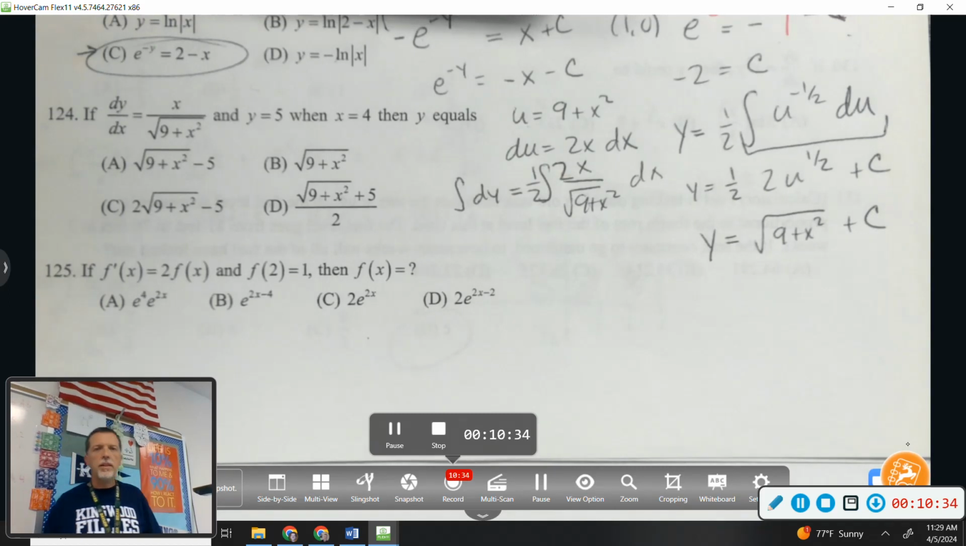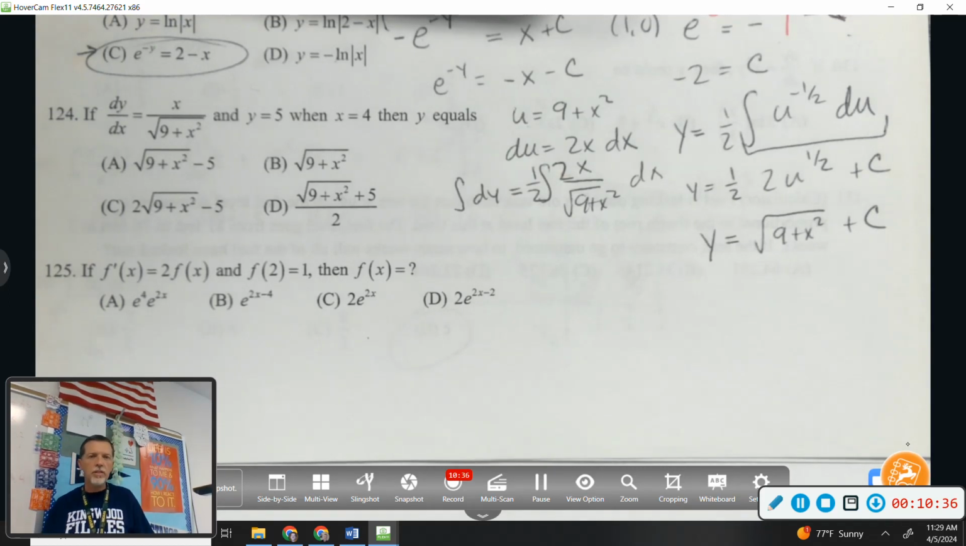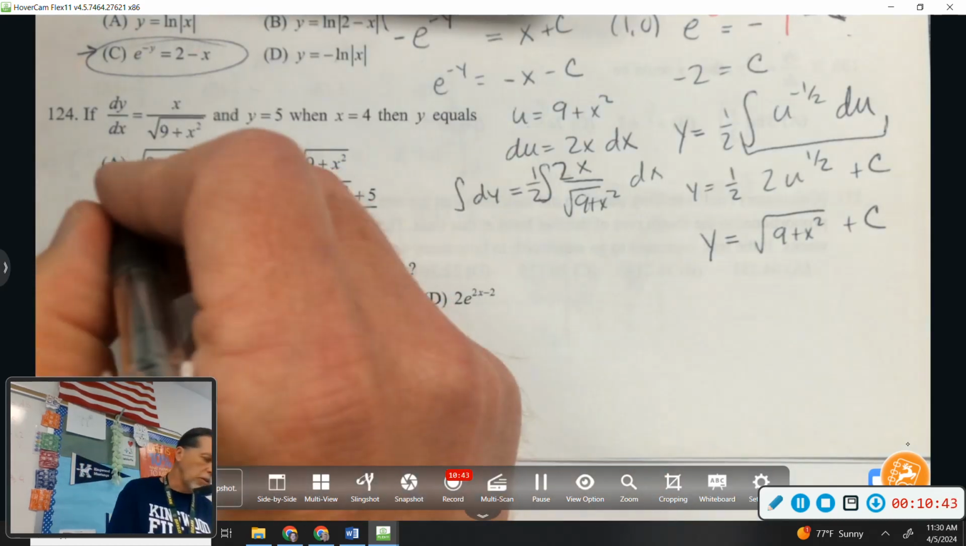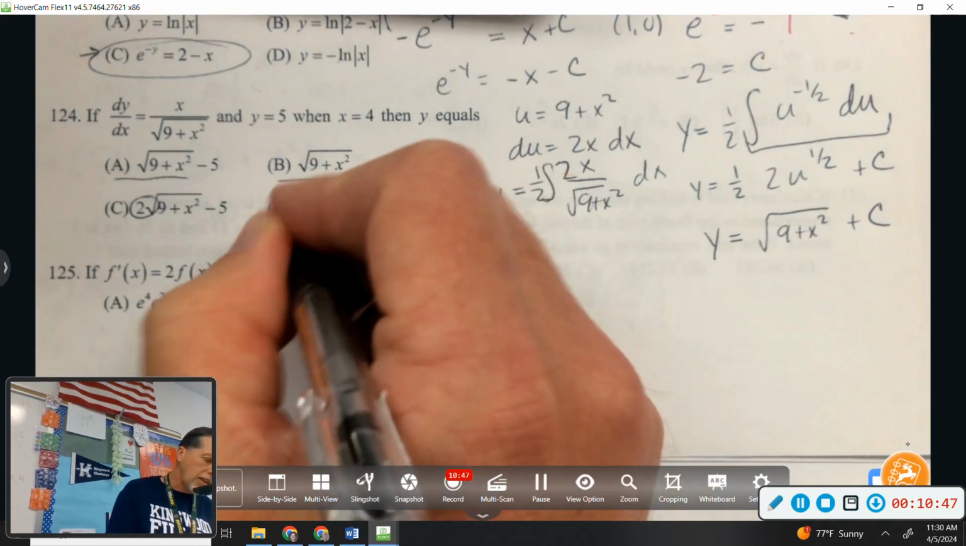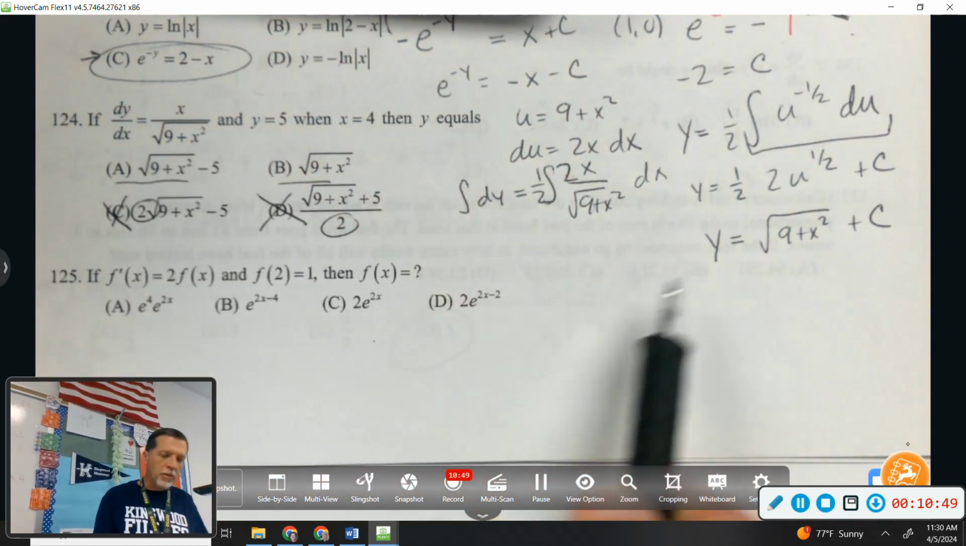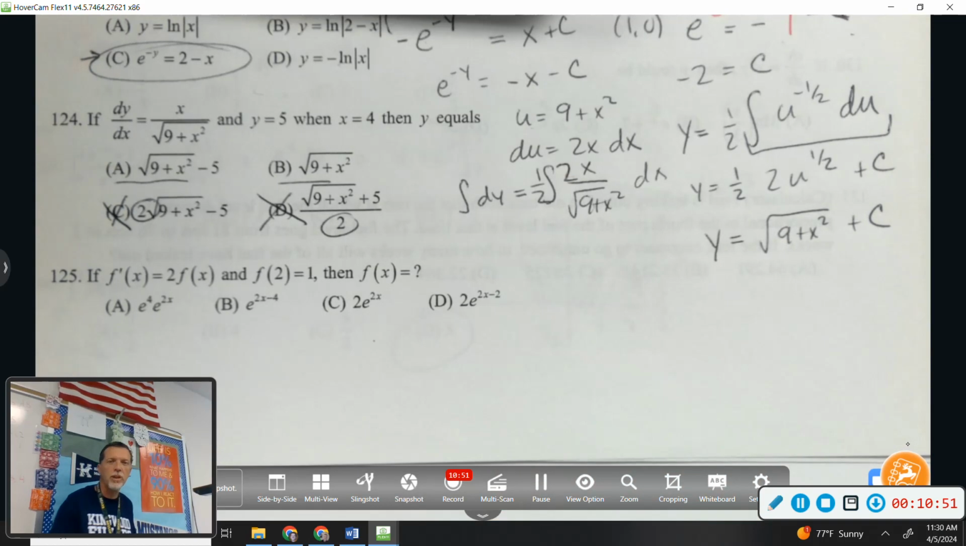Let's see, does that look like any of my answer choices? It looks like A. Also looks like B if c is 0, so I better be careful. But there's not a 2 or a 1/2. You can easily see where those mistakes would have come from with all the 2s and 1/2s we had in there. Where did the 1/2 go?